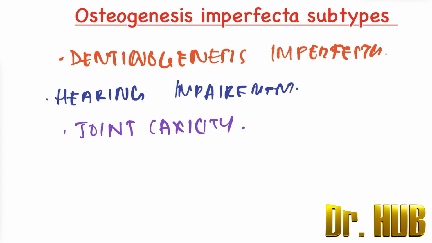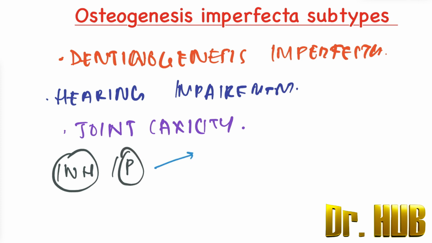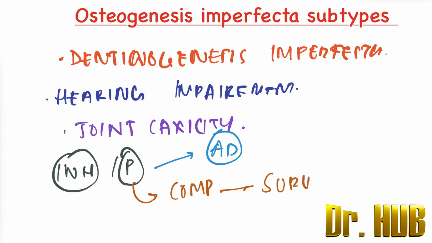Now let's look at the inheritance and the prognosis. The inheritance is AD, that is autosomal dominant. How is the prognosis? The prognosis is that it is compatible with survival.